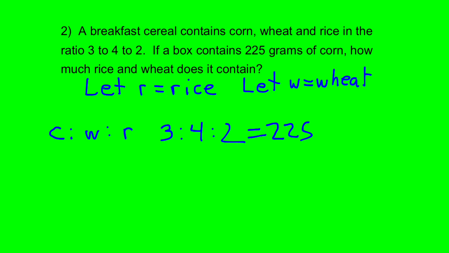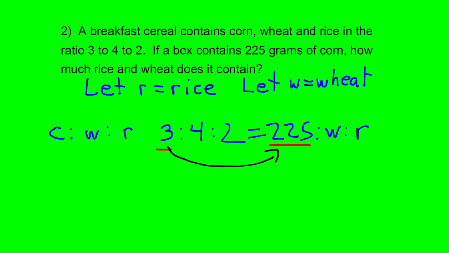Next comes wheat. Wheat is one of our unknowns. Wheat is W, and last comes R. R is rice. So we'll finish the proportion by saying wheat next, W, and then R. And right here is our proportion, 2 equal ratios. Now we want to focus in on the first number, the 3, and the 225, the first number of each ratio, because that's going to help us solve it. What do I multiply by 3 to get 225?